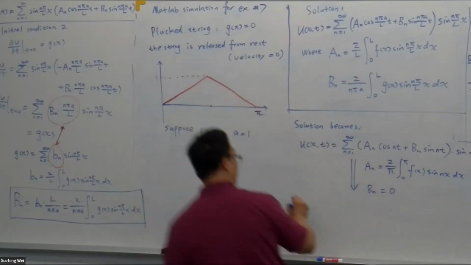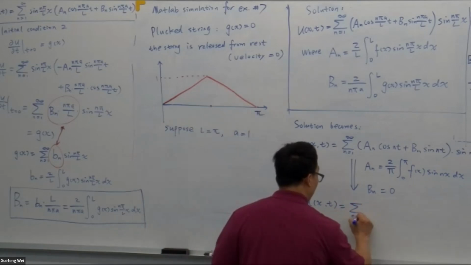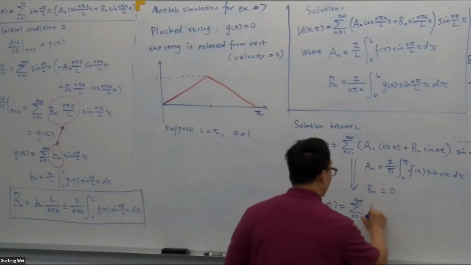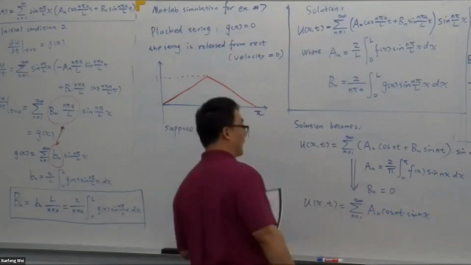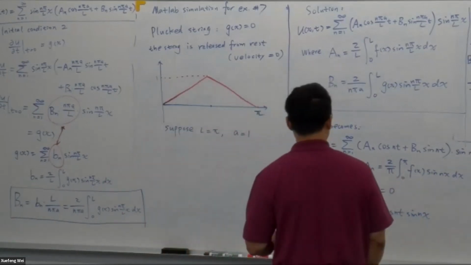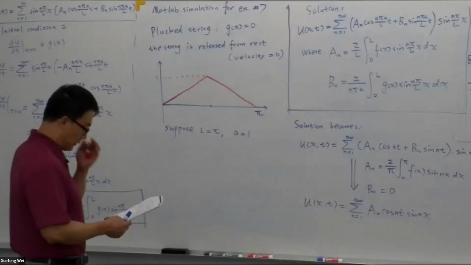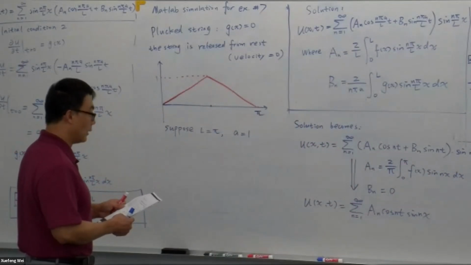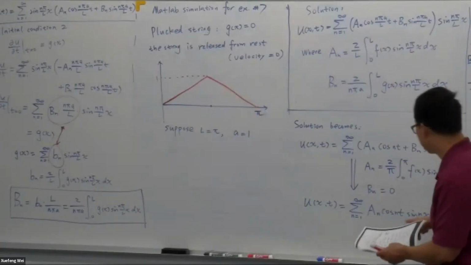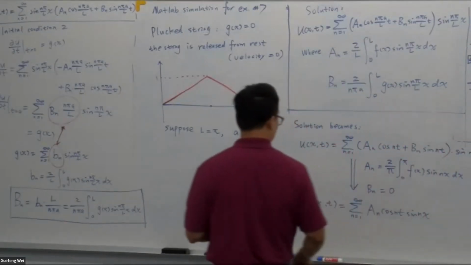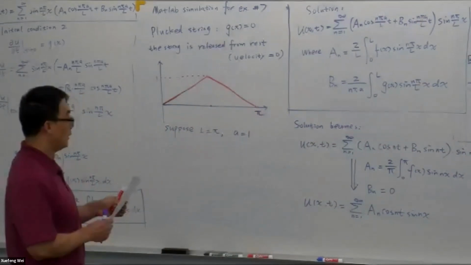So we have u(x,t) is actually quite simple: the summation from n equals 1 to infinity of an cosine nt sine nx, where an is this. I'm just going to plug this in.